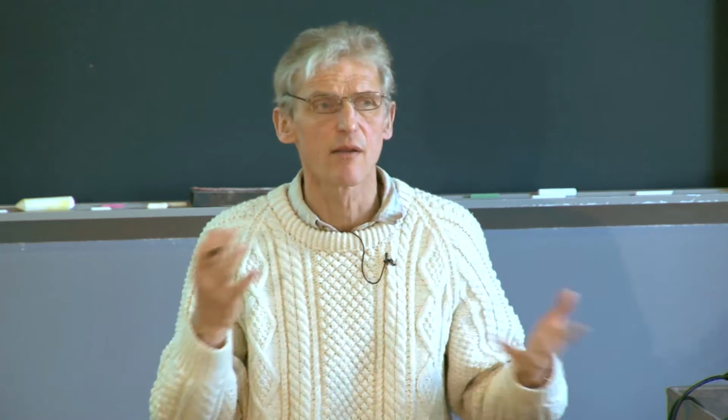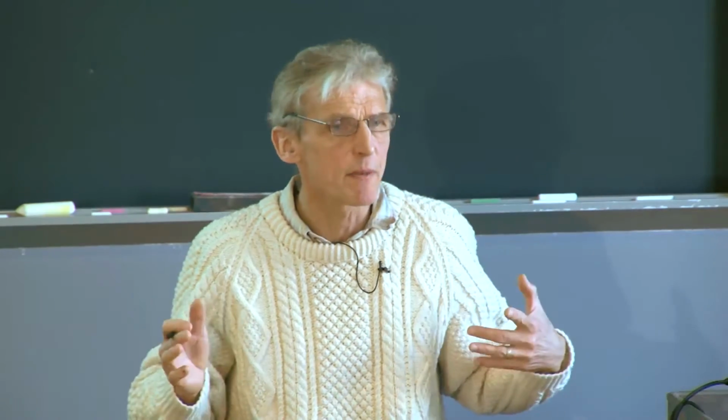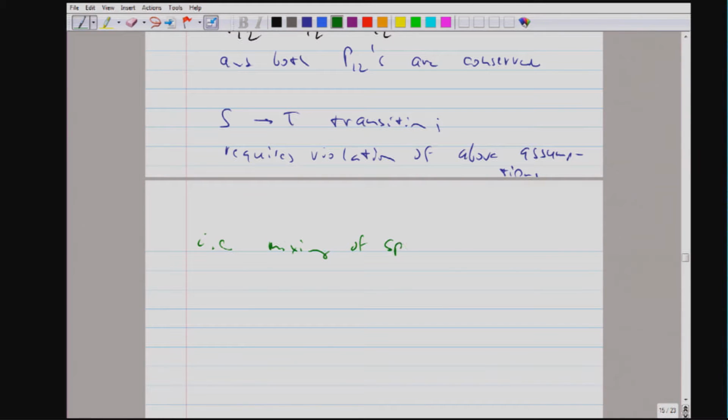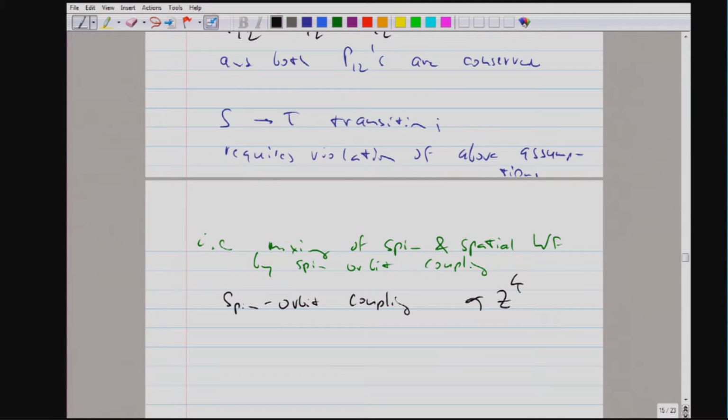And of course, an assumption was that the wave function factors into a spin part and a spatial part, but when spin and spatial wave functions are mixed, for instance by spin-orbit coupling, then the assumptions we have discussed are no longer valid. So what we need is, for instance, a mixing of spin and spatial wave functions by spin-orbit coupling. Well, as we will learn later today, spin-orbit coupling is actually a relativistic effect. It naturally arises in the Dirac equation, and it scales with the nuclear charge as Z to the 4. So therefore, in helium, it is very, very weak.